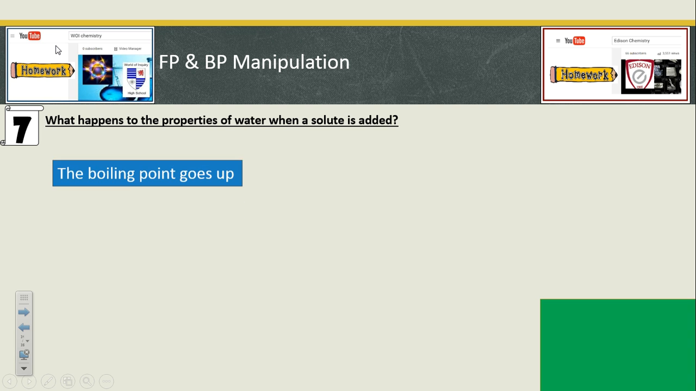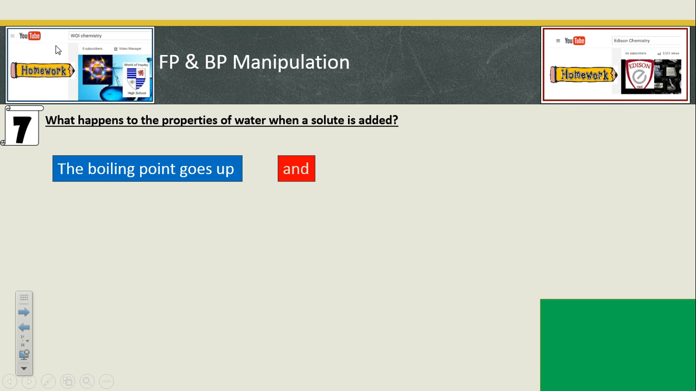So what happens when you add a solute to water? First thing happens. The water's boiling point, which is normally 100 degrees Celsius, rises. So the boiling point increases to like 101, 102, 103 degrees Celsius, depending on how much solute you add. More solute, higher boiling point. The saltier the water, the higher temperature it will boil at.